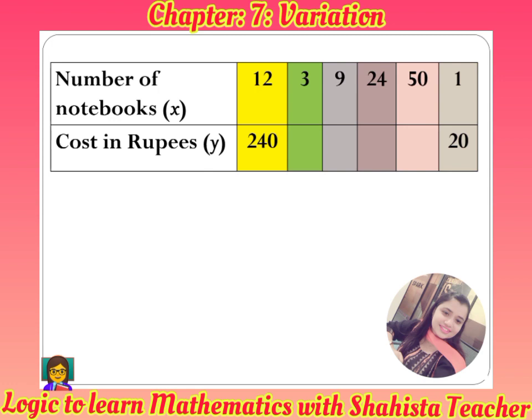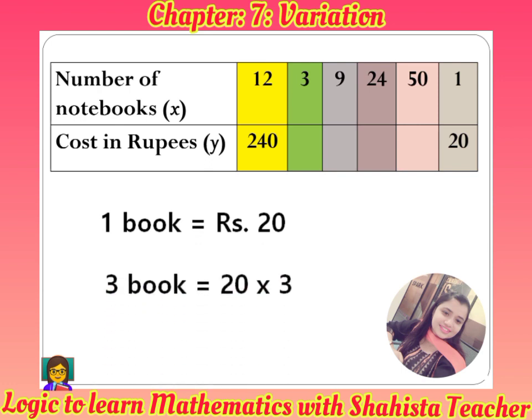So 20 multiplied by 50. Simply we have to do multiplication here. Now for 3 notebooks we just multiply 3 by 20. So one book is equal to rupees 20, and for 3 books it is 20 multiplied by 3, that is 60 rupees. So for 3 books we have to pay 60 rupees.